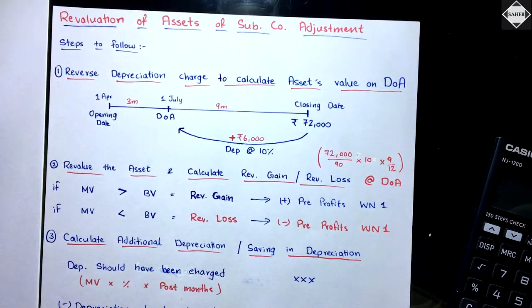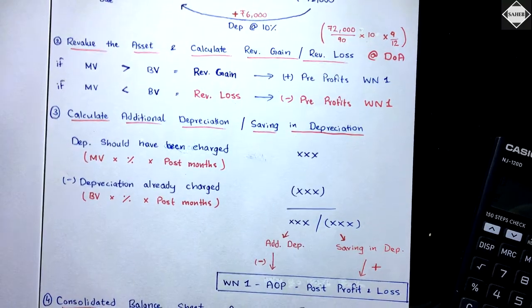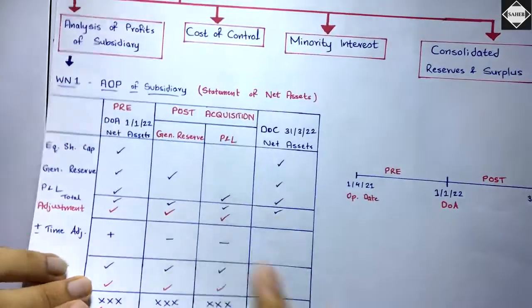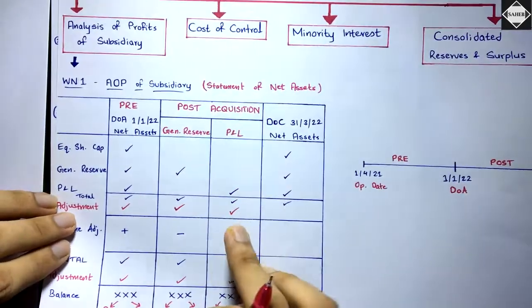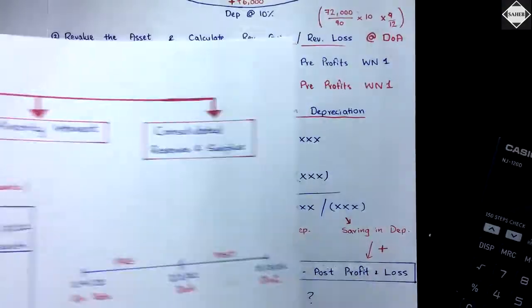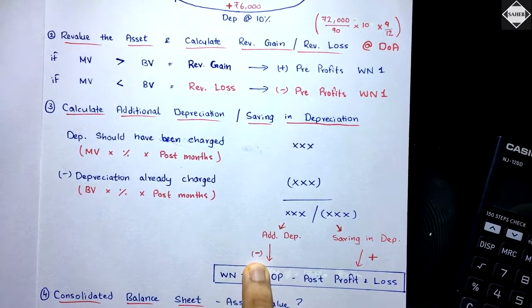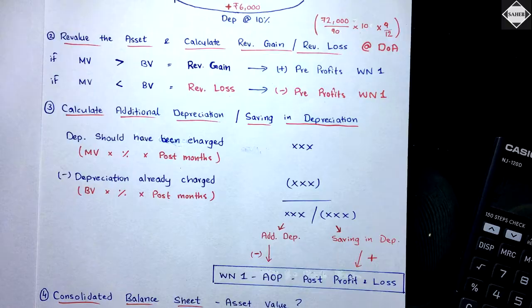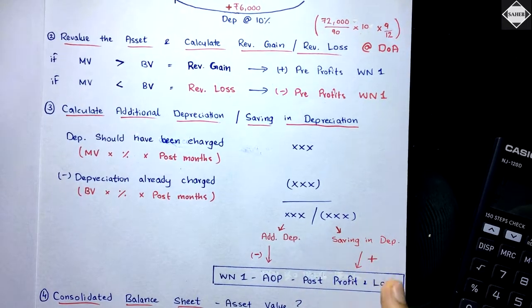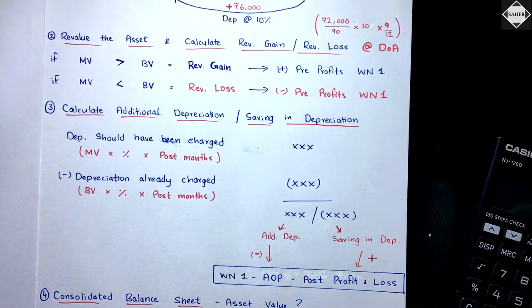So that's why you have to consider this in the post acquisition period, post profits. See here in profit and loss, post acquisition. You will take it over here after time adjustment. Everything is after time adjustment. In this case, if it is additional depreciation, then you will subtract it in the post acquisition profits, and if it is saving in depreciation, then you will add it in post acquisition profits. Is that clear?